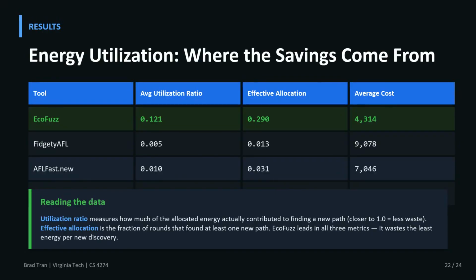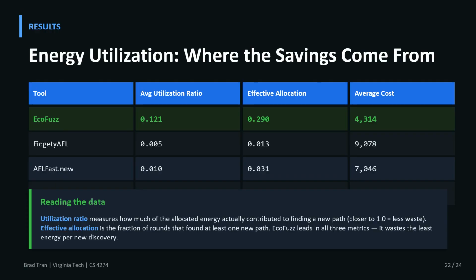The authors also conducted a detailed analysis of scheduling efficiency on the NM binary. The utilization ratio measures what fraction of allocated energy actually contributed to finding a new path. Closer to 1 means less waste. EcoFuzz's average utilization ratio is 0.121, compared to 0.005 for Fidgety AFL and 0.010 for AFLFast.new. That's roughly 12 to 24 times more efficient.